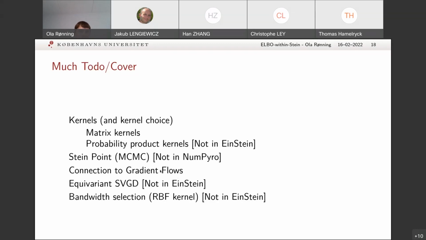And finally, this gradient flow work has led to some mechanics for choosing the bandwidth of the RBF kernel, which turns out can be quite important for getting good representations of our target distribution with these kernel-based methods.